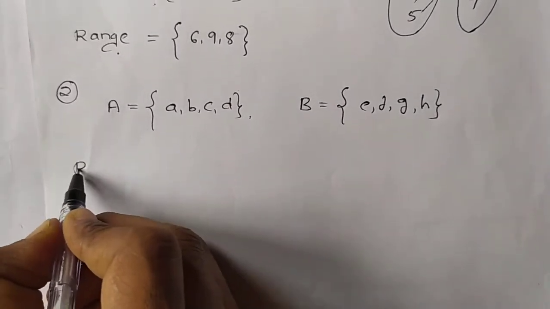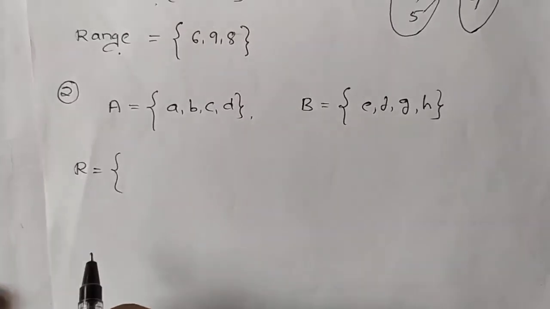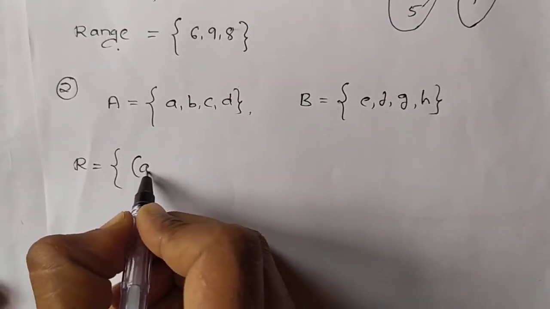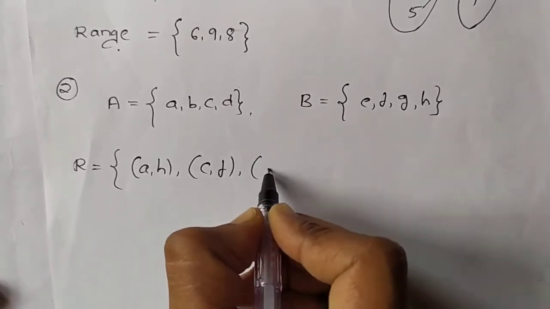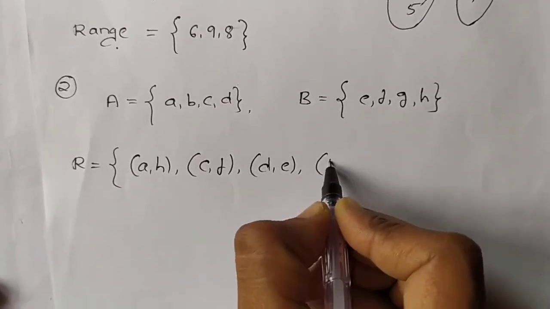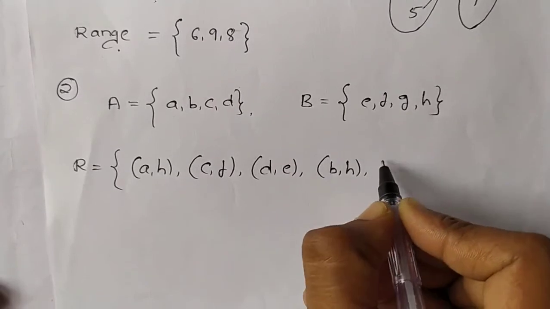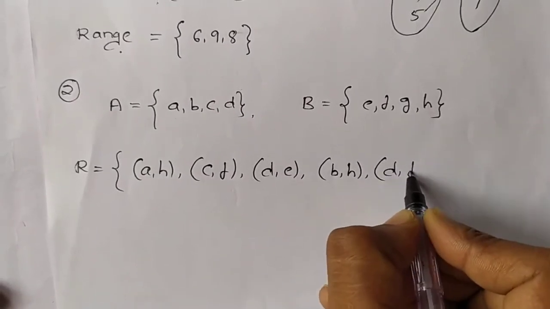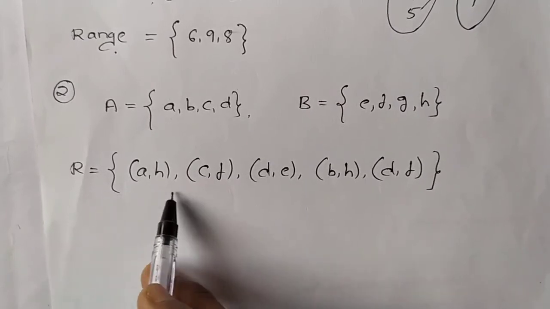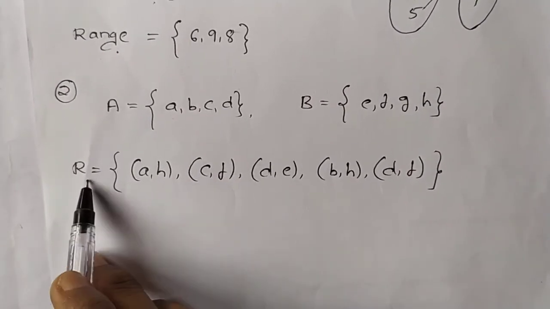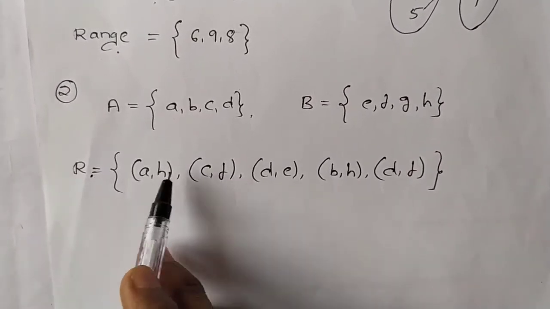I will take one relation in roster form: AH, CF, DE, BH, DF. It is a relation R. I just took an example. Okay, don't be confused. It is a relation R.